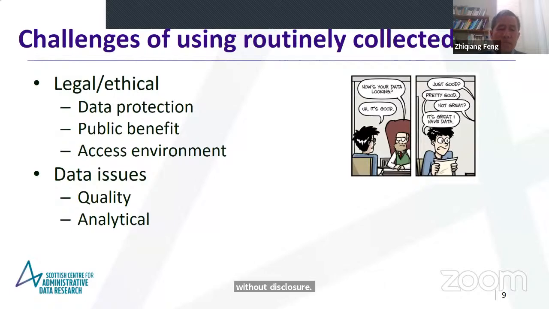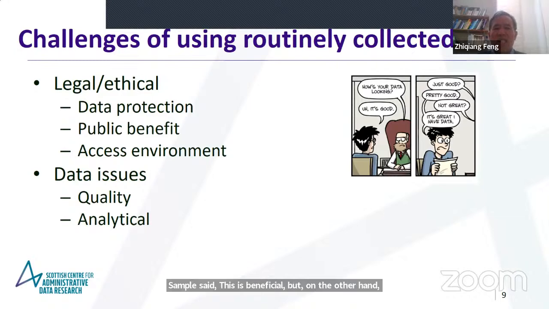There are other data issues. Even if the quality could be good, there are potential issues because the linking process may produce errors, and the transcribing of some data also involves some errors. And the analytical issue arises because sometimes you have a large sample size. This is beneficial, but on the other hand, a huge or very large sample size is more likely to produce false positives or sometimes false negatives. So you have to consider how you can deal with this problem.